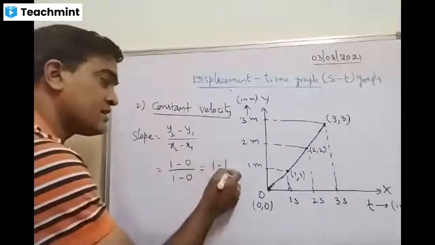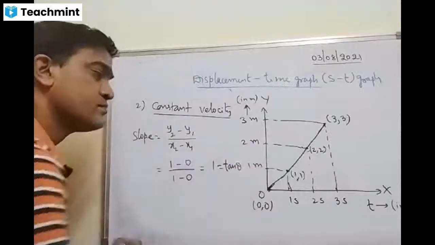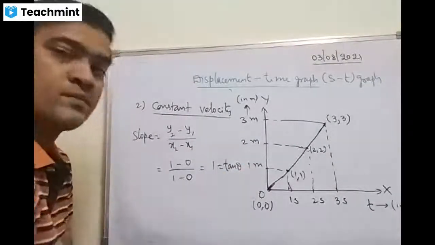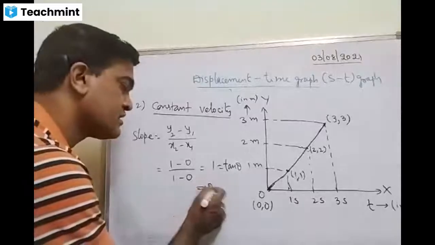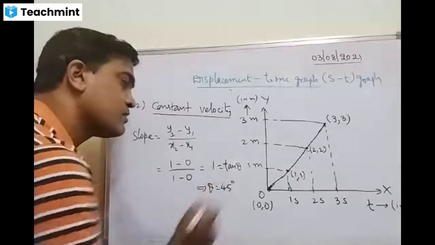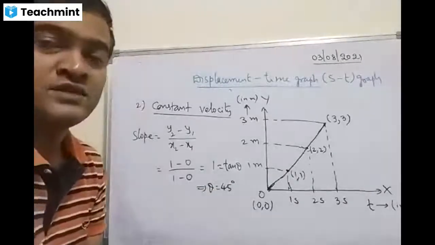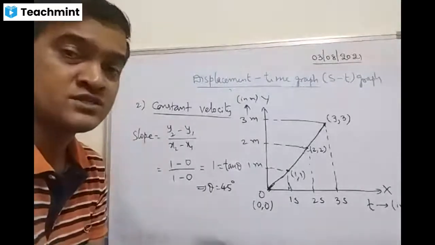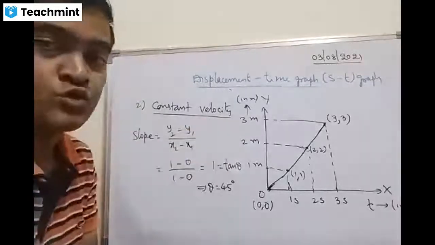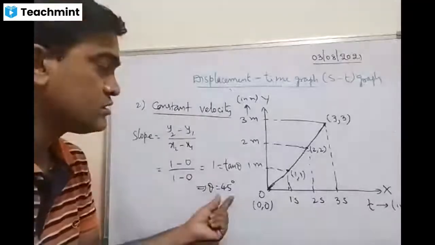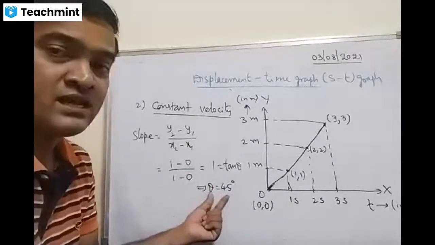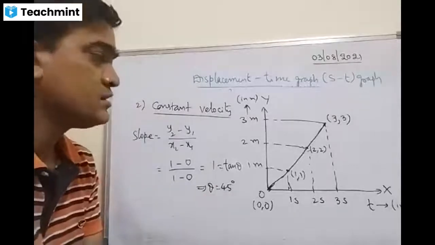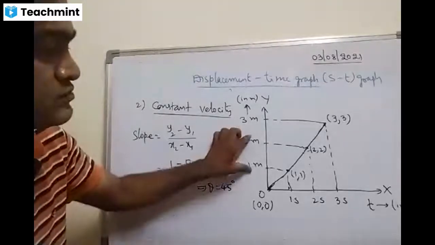Slope is nothing but tan theta. For which angle? 45 degrees, sir. So you will get theta equal to 45 degrees. That means whenever a particle moves with constant velocity, the slope, tan theta, is always equal to 1 and the angle is always equal to 45 degrees.